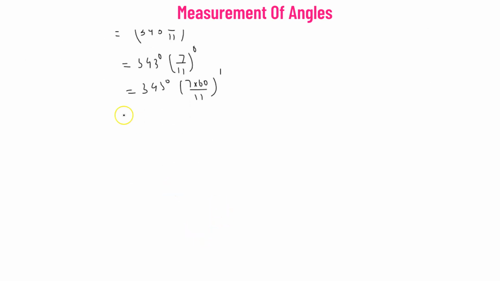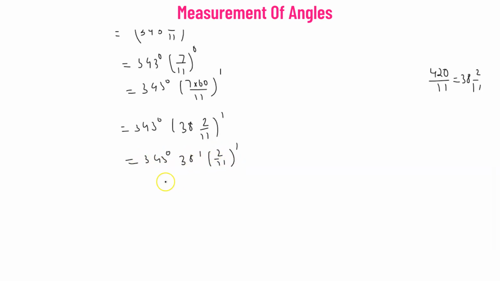So we will now have 343 degrees multiplied to 7 times 60. So that's 420 divided by 11, which gives us 38 and 2 over 11 in mixed format. So we have 38 and 2 over 11 minutes, which will be 343 degrees, 38 minutes and 2 over 11 minutes. We have 343 degrees, 38 minutes. So we also want to convert 2 over 11 minutes to seconds. All we have to do is 2 over 11 will get multiplied by 60. So this will get converted to seconds.